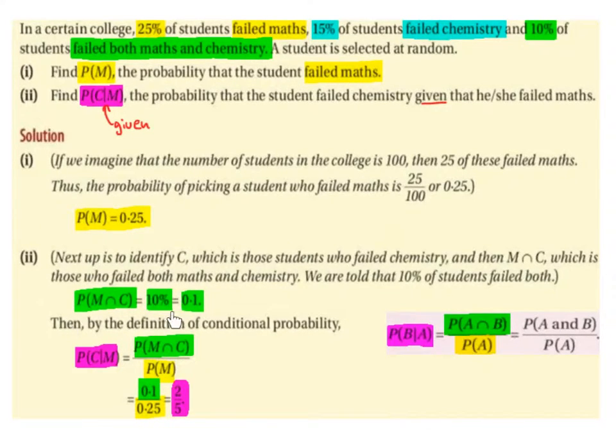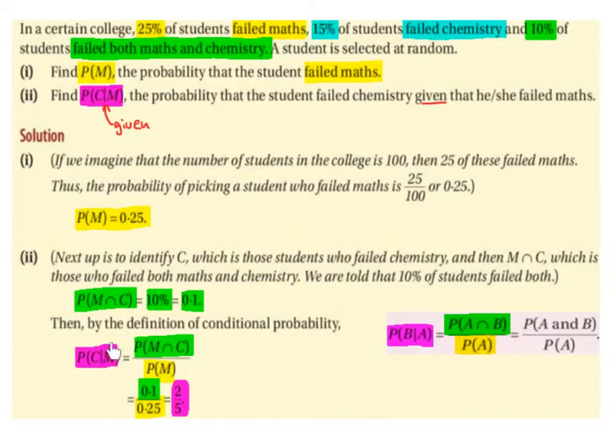Then, by the definition of conditional probability, the probability of B given A is equal to the probability of A intersection B divided by the probability of A. So we're going to rewrite this formula using C and M. So the probability of C given M is going to be the probability of the intersection of M and C divided by the probability of M.